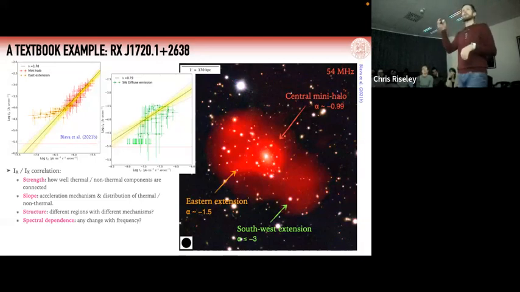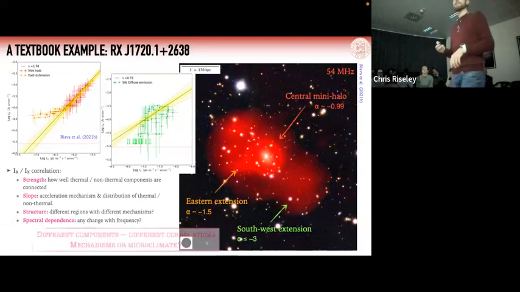So you're going to see a few of these point-to-point correlations in this talk, and these are the key things to try and bear in mind. We're interested in the strength, the slope, the structure, and the spectral dependence.